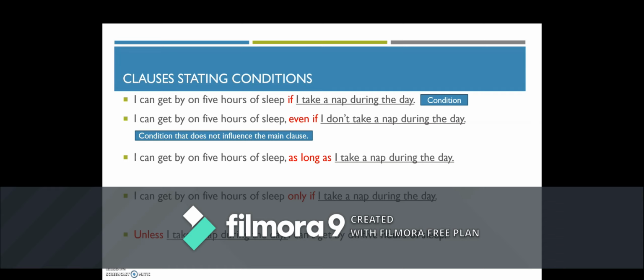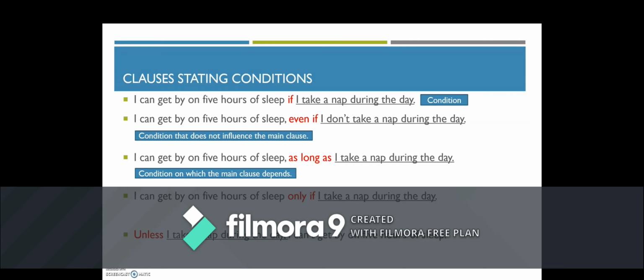Now, if I say, I can get by on 5 hours of sleep as long as I take a nap during the day, it means that it's very important for me to take a nap during the day, or I'll probably be dead in the afternoon, maybe after lunch. So when you use as long as, it is to express the condition on which the main clause depends.